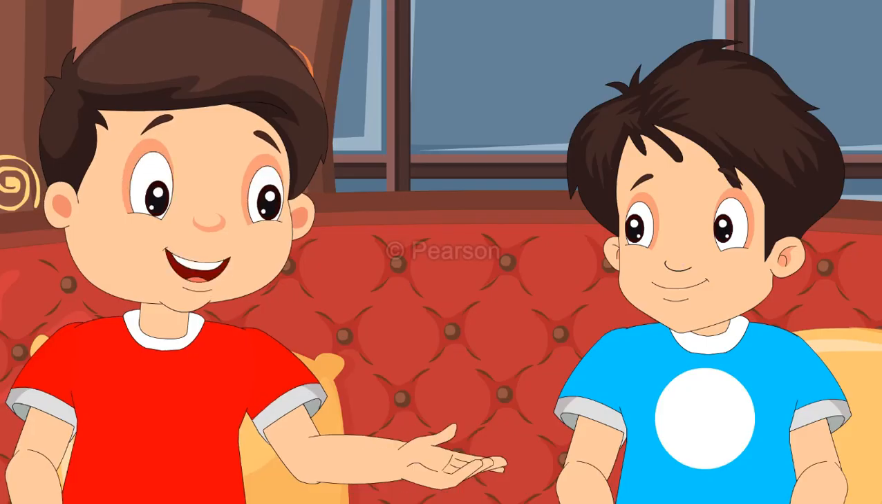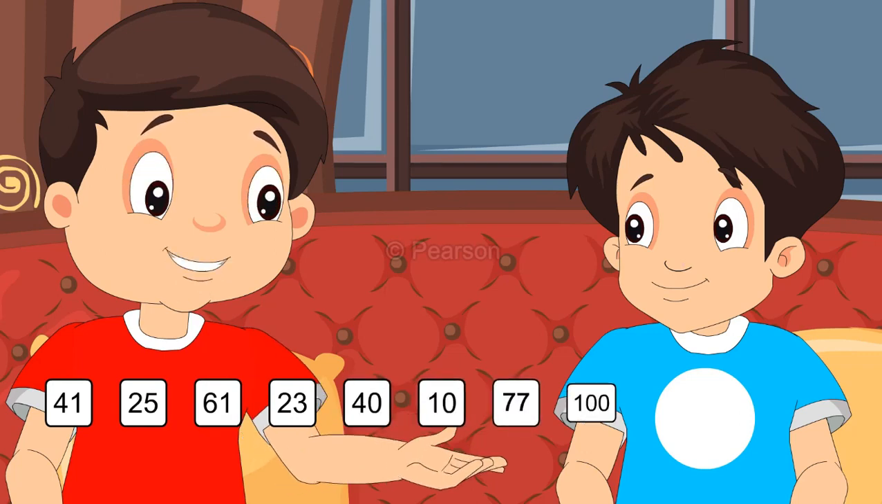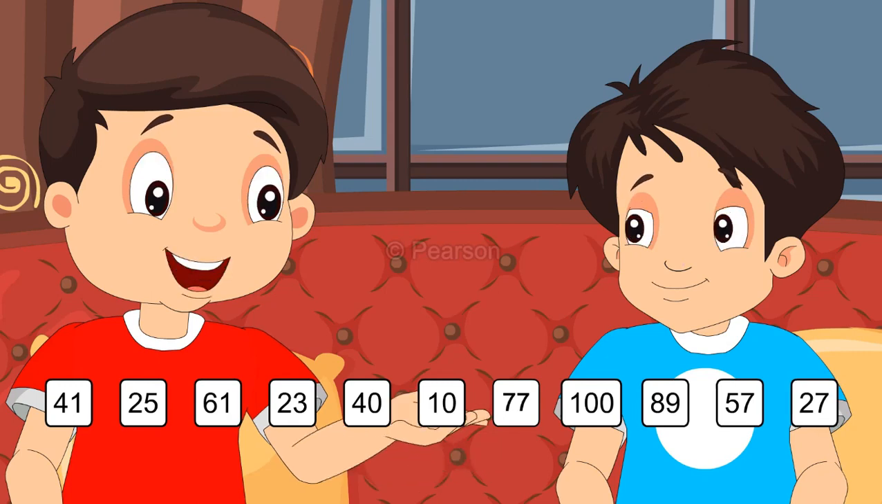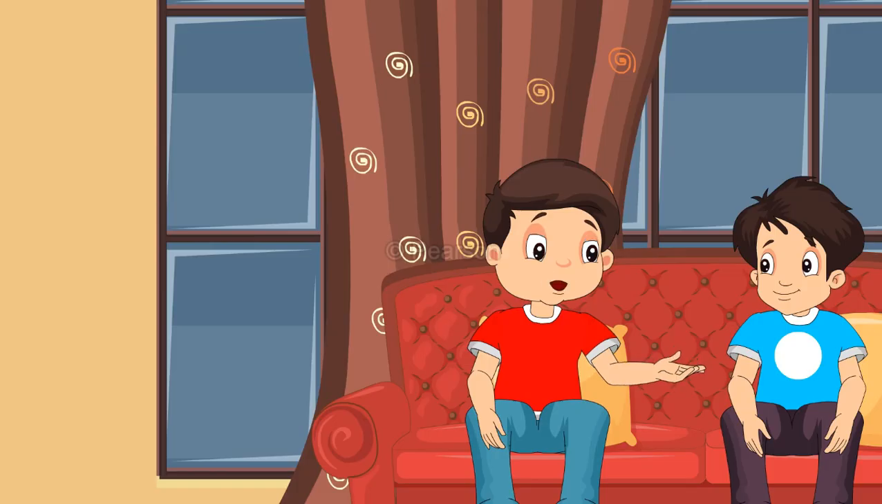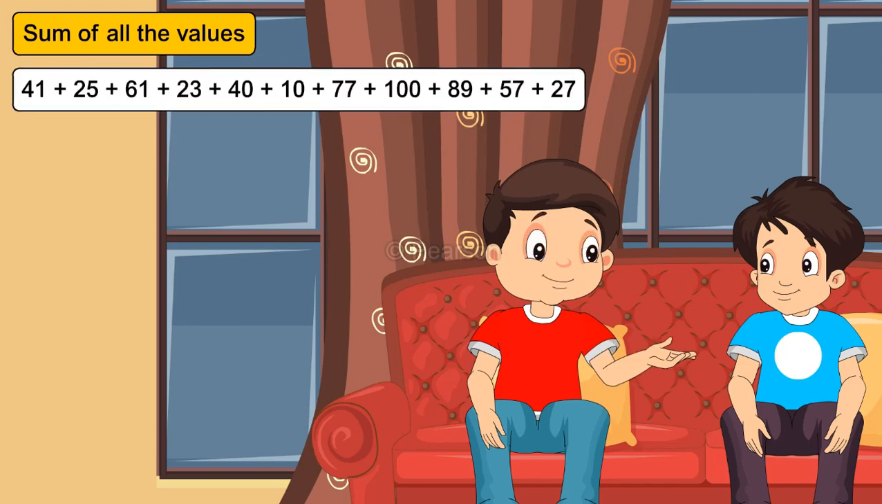Counting today's match, Pratik has been scoring 41, 25, 61, 23, 40, 10, 77, 100, 89, 57 and 27 in his last 11 matches. Let me now show you the steps to find his average run score. Step 1 is to find the sum of the values. So, 41 plus 25 plus 61 plus 23 plus 40 plus 10 plus 77 plus 100 plus 89 plus 57 plus 27 is equal to 550.